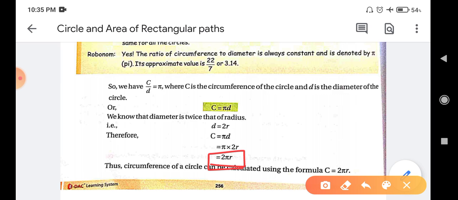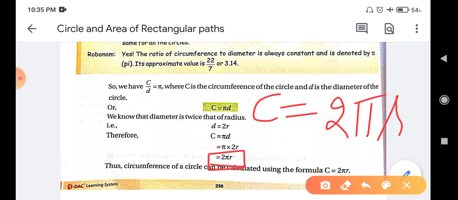So the circumference of a circle is C equal to 2 pi r, where the value of pi is 22/7 or 3.14, and the value of the radius will be given to you. Here r is the radius, pi is a constant, that is 22/7 or 3.14, and this is multiplied by 2.